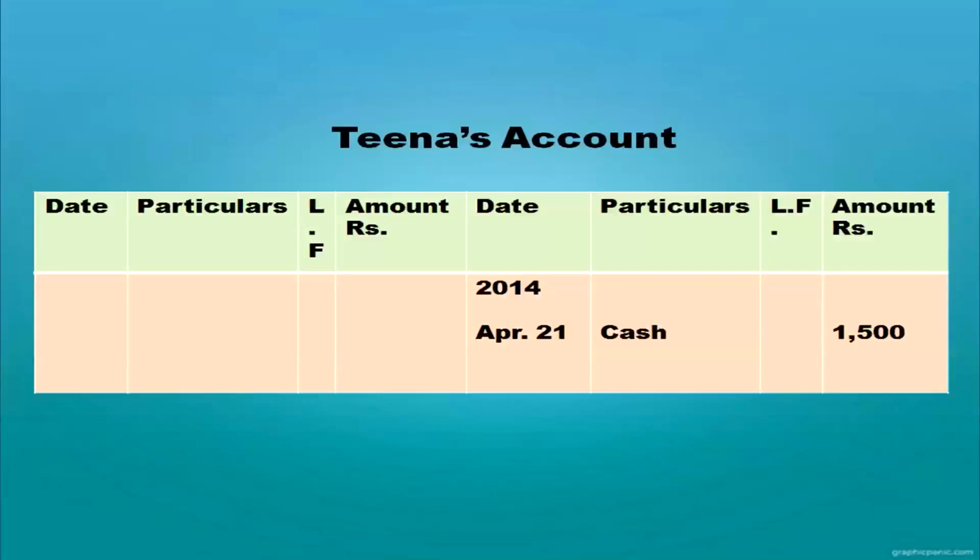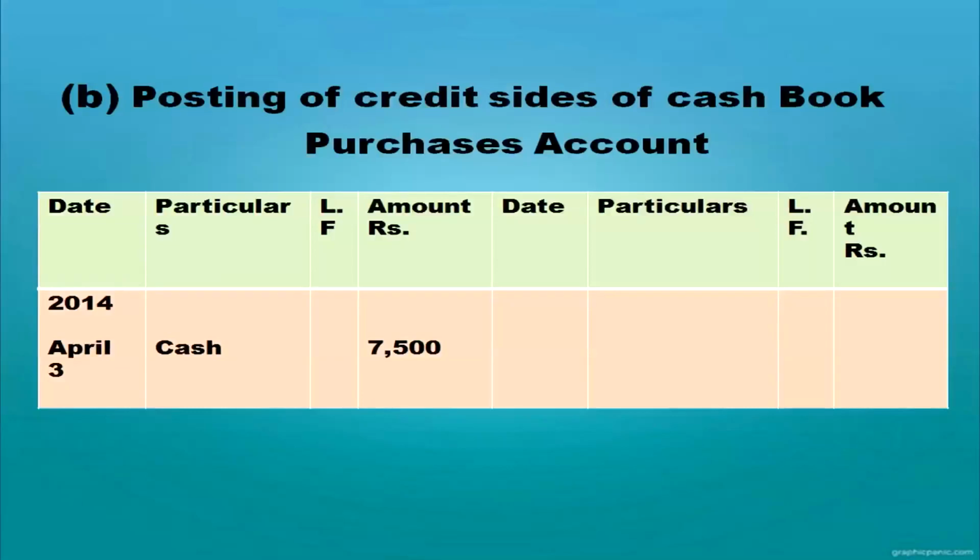Then Tina's account. In the cash book, on the debit side, you must have posted this. Then on the credit side of Tina's account, you have to post by cash, date and amount in the respective columns. Posting of credit side of the cash book. Purchases account debit to cash. So, in the cash book, we have posted on the credit side by purchases. In the purchases account, you have to post on the debit side to cash, date and amount in the respective columns.